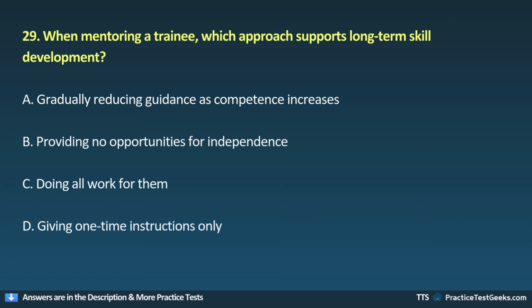29. When mentoring a trainee, which approach supports long-term skill development? A. Gradually reducing guidance as competence increases. B. Providing no opportunities for independence. C. Doing all work for them. D. Giving one-time instructions only.